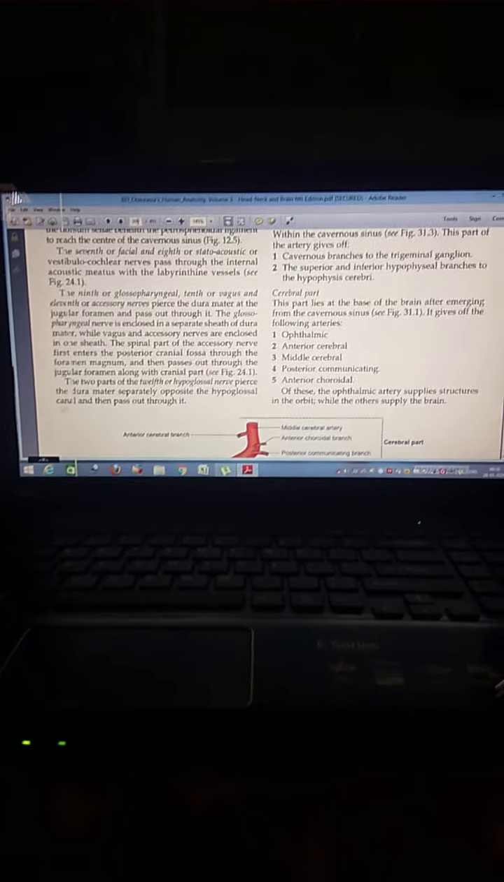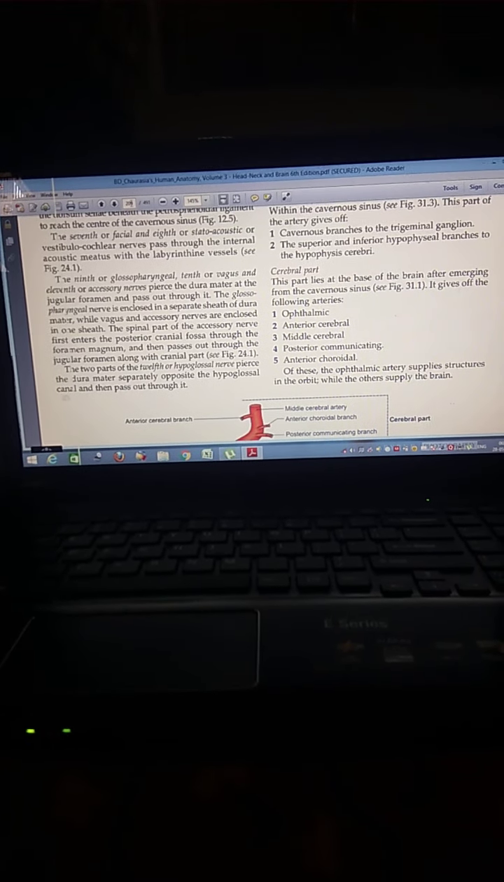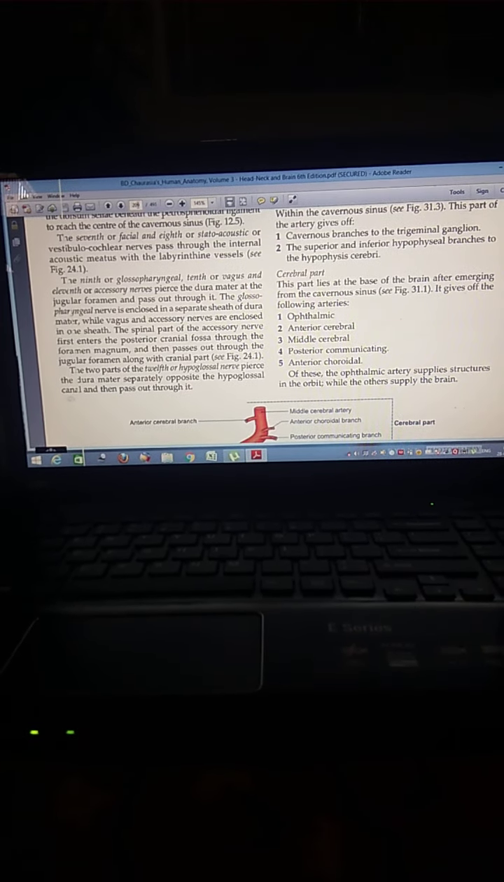It gives the following arteries: ophthalmic artery, anterior cerebral artery, middle cerebral artery, posterior communicating artery, and anterior choroidal artery. Here is the figure of the various parts of the internal carotid artery. And now, petrosal nerves.